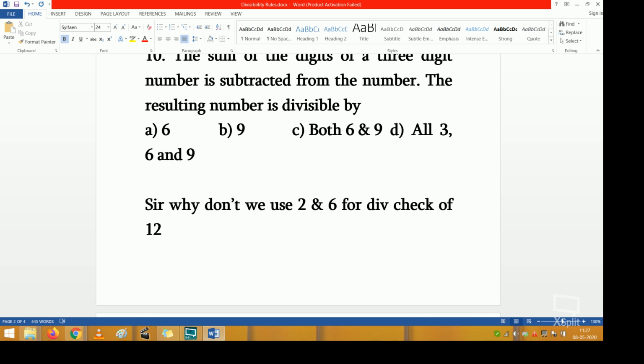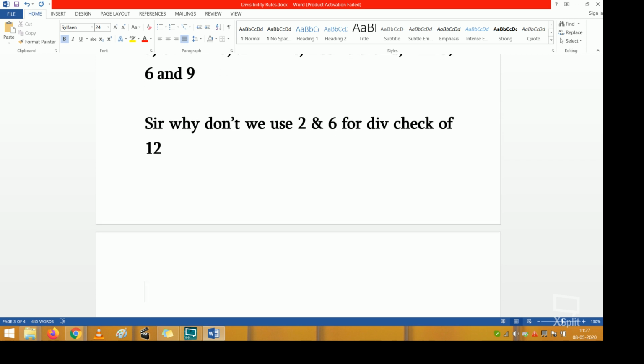I had explained in the video how to do the divisibility check. So, why don't we use 2 and 6? What did I tell you in the video? For a composite number, you can find the divisibility check by finding the LCM of two numbers A and B. Then you can use that A and B.